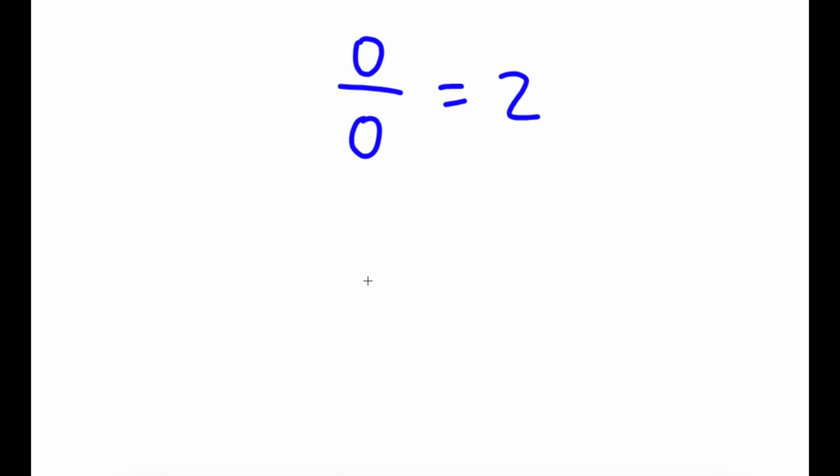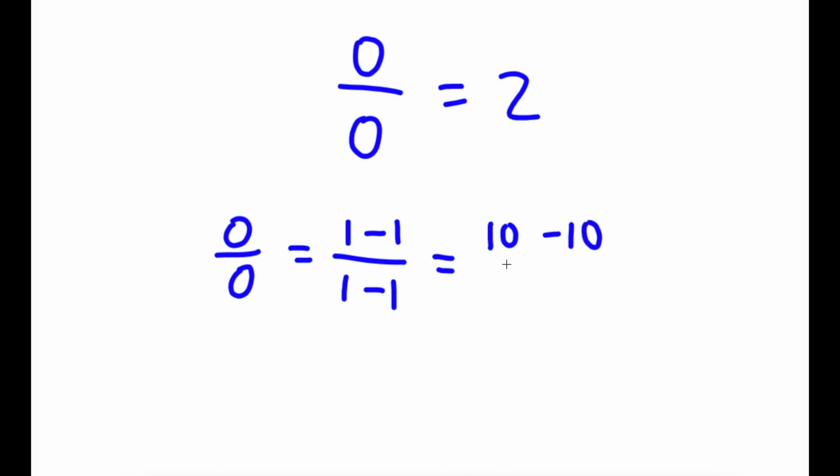All right, so I'm going to be proving that 0 divided by 0 is equal to 2. To do this, I'm going to first start with 0 divided by 0. This is the same thing as 1 minus 1 over 1 minus 1, because 1 minus 1 is 0, so 0 over 0 is 1 minus 1 over 1 minus 1. Now 1 minus 1 over 1 minus 1 is the same thing as 10 minus 10 over 10 minus 10. Again, 10 minus 10 is 0, so I have 0 over 0 again.